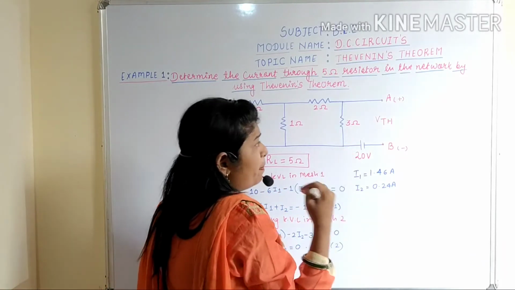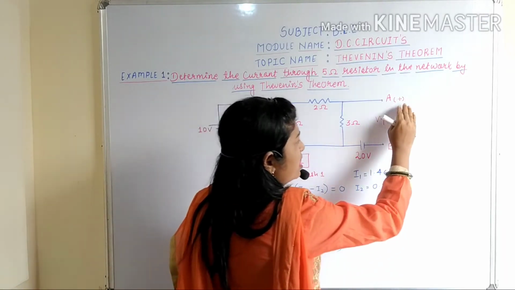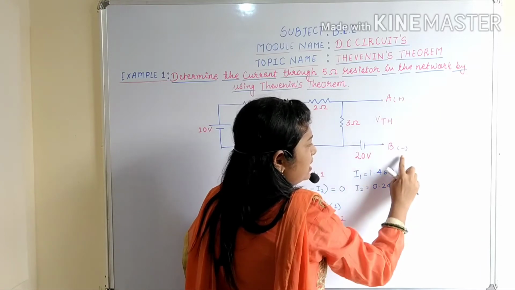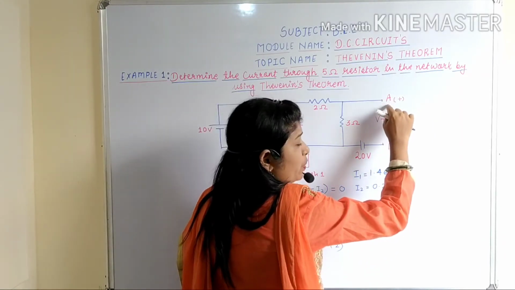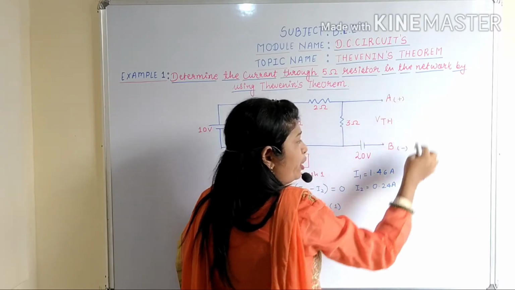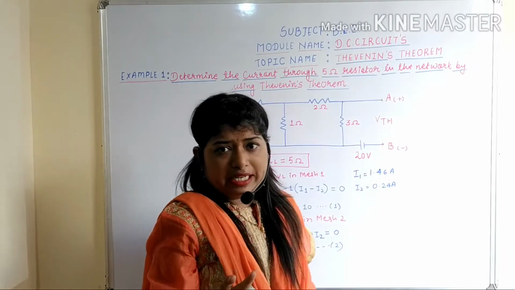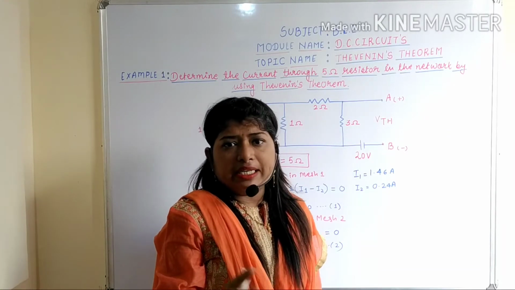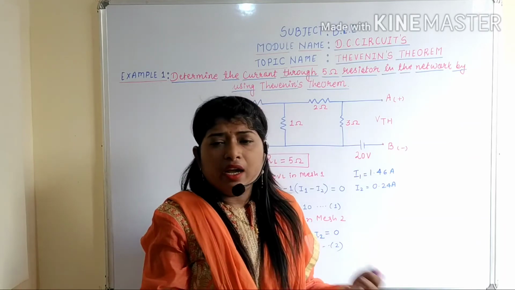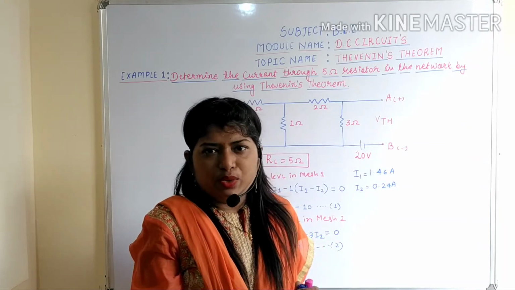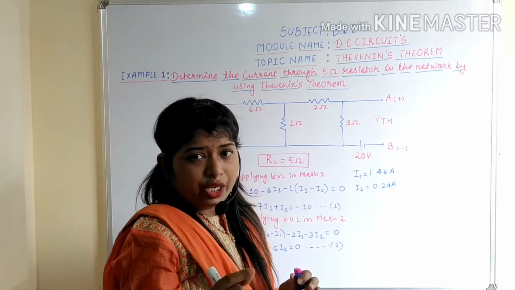So how to apply KVL across two open terminals? Already I have considered this is higher potential and this is lower potential. So you need to apply KVL from A to B or from B to A. There will be two possibilities. I'll explain both the techniques. Whichever technique is convenient for you, you can use that particular technique. So let's begin with the first KVL equation.